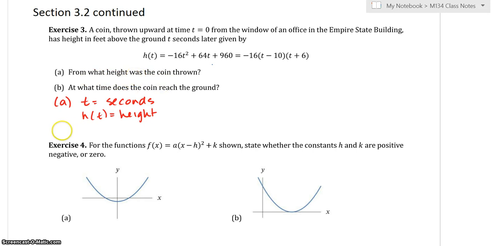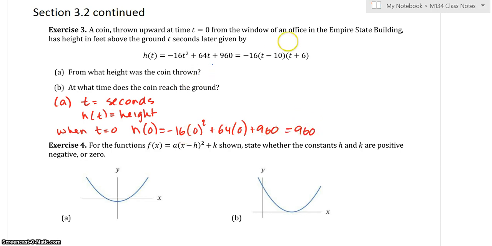So we want to find out when T equals 0, what is H? So we want H of 0. The standard form is the easiest there, so I'm just going to plug that in. And you see the first two terms are 0, so it's 960. And they did say, I didn't write that down, that this was given in feet. So we should add that there. So this would be 960 feet. That would be the answer for part A.